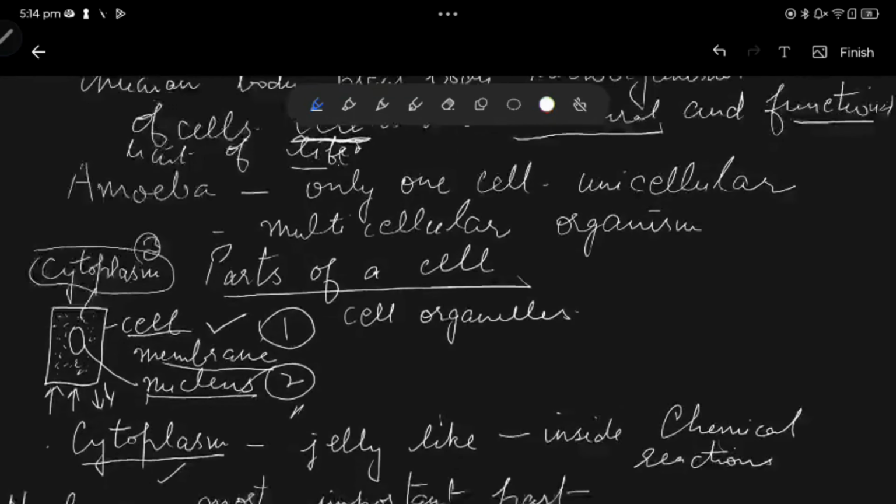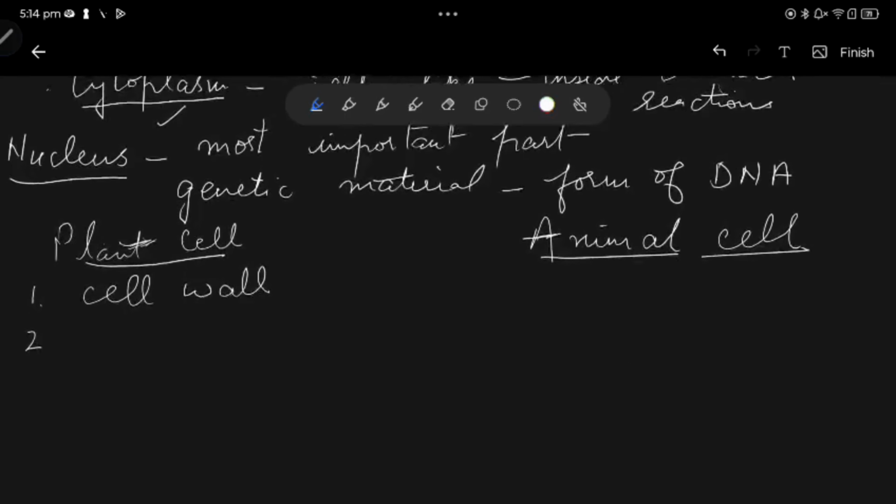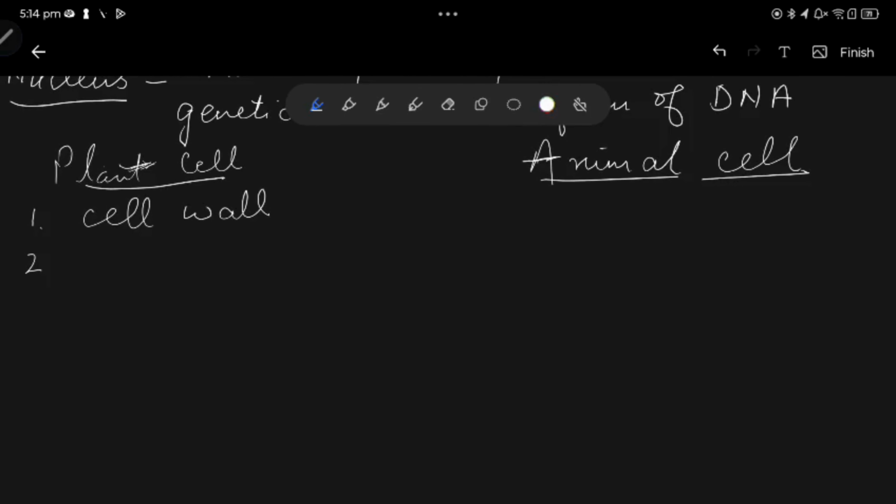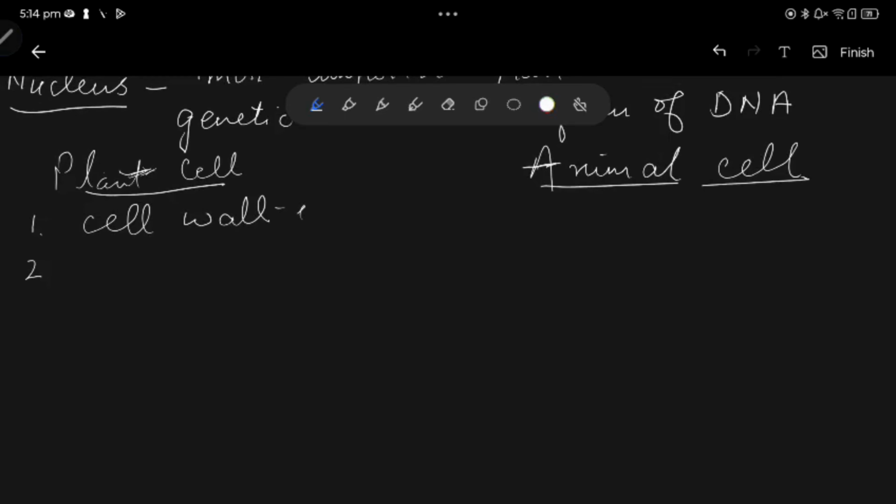What is the function of this cell wall? It provides extra support and protection.